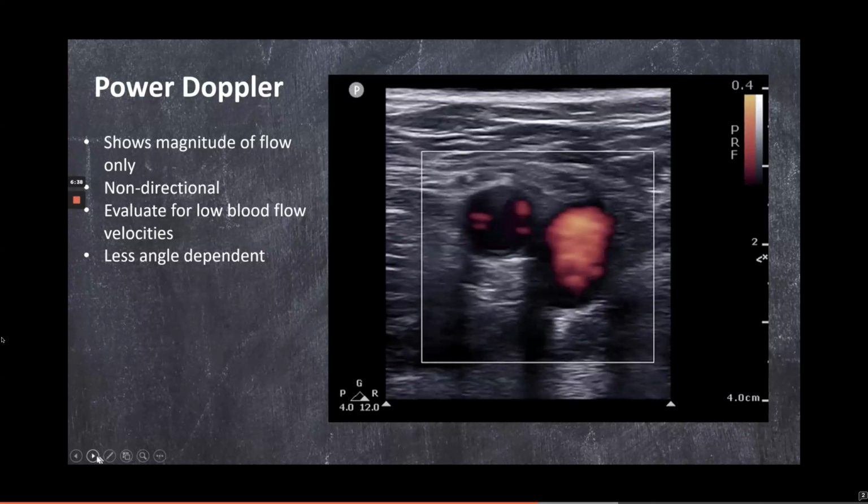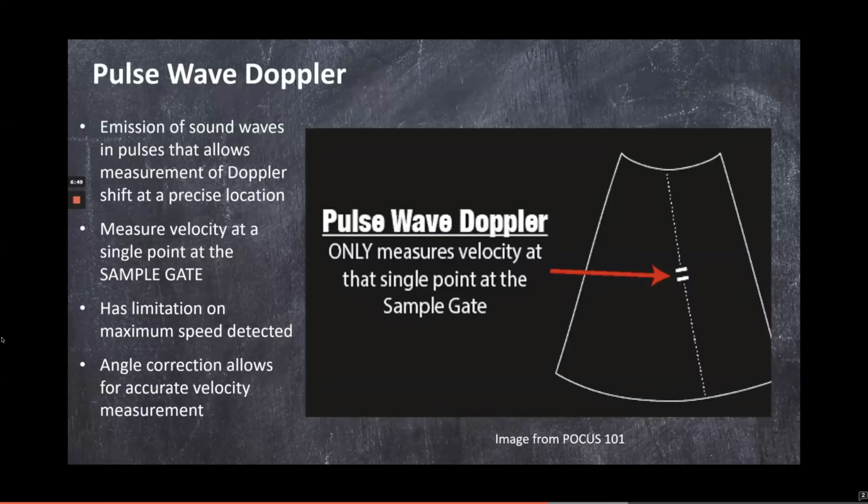Pulse wave Doppler is a different kind of Doppler. It is the emission of sound wave impulses that allow the measurement of Doppler shift at a precise location. This precise location is shown as a sample gate with the double line here. It has limitation on the maximum speed being detected. You can also have angle correction to allow for the most accurate velocity measurement.